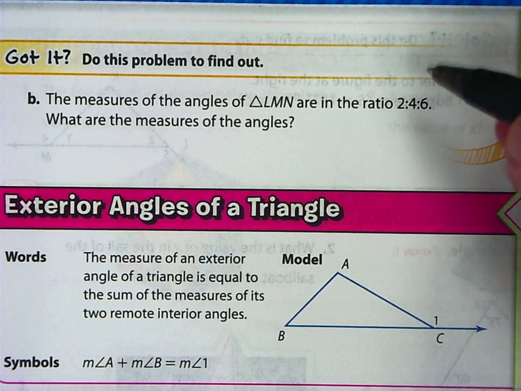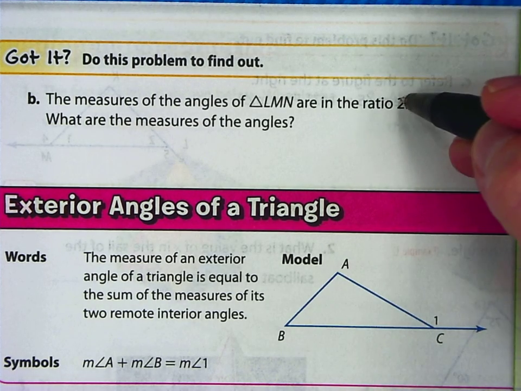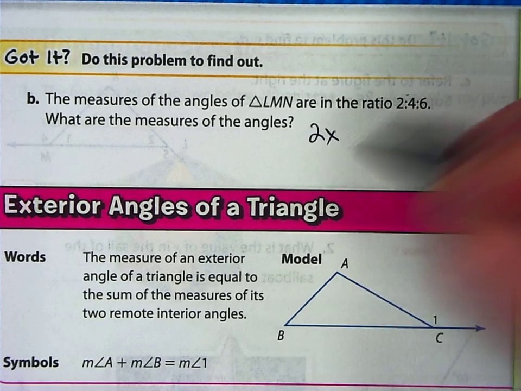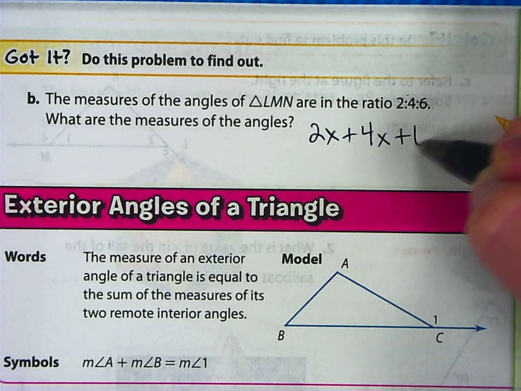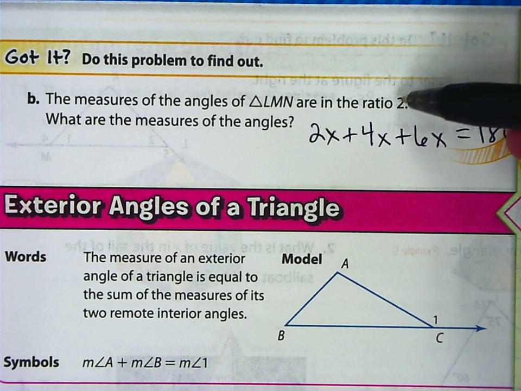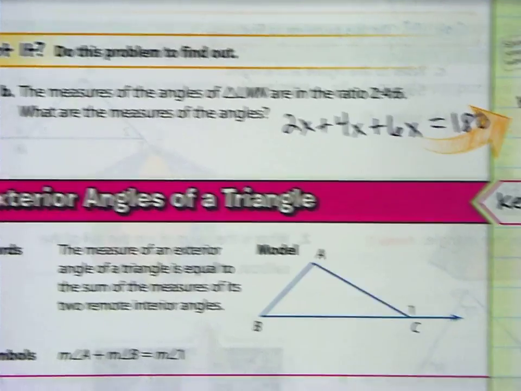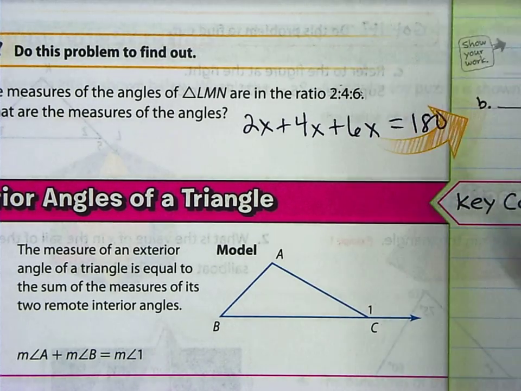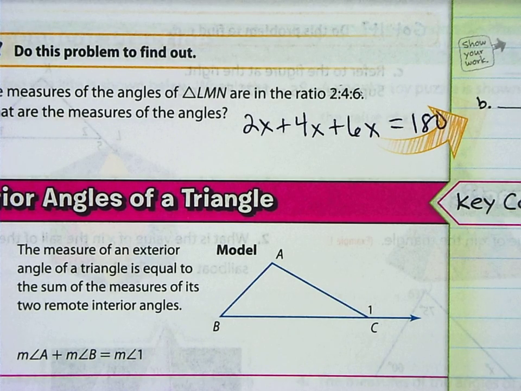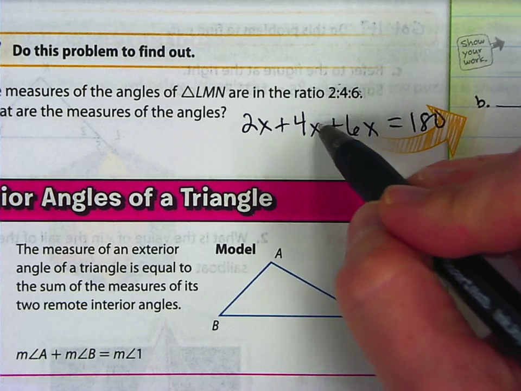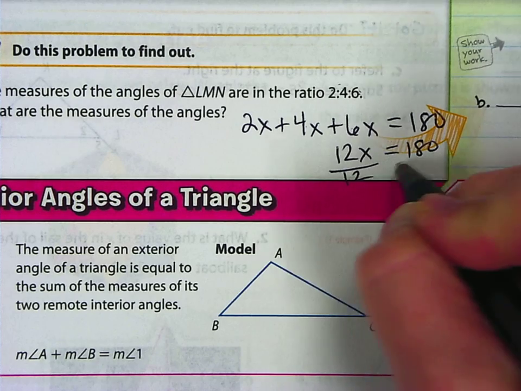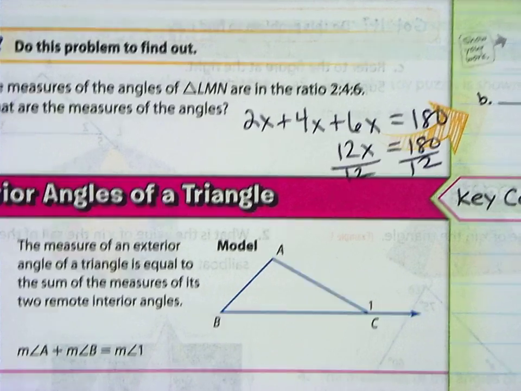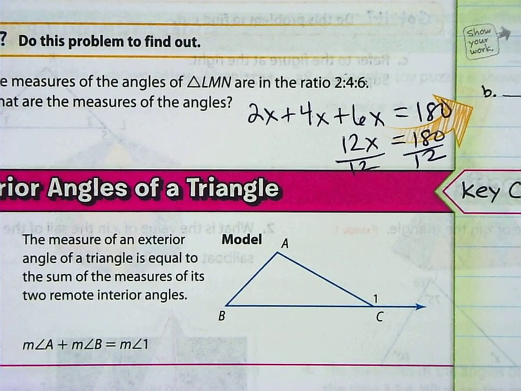Okay, so again, we're going to assign each one of these ratios an x. So we're going to write 2x plus 4x plus 6x has to equal 180. These three angles have to add up to equal 180. Okay, so now let's take these and add. So 6x plus 4x plus 2x is 12x equals 180. Now divide by 12. And x equals 15.